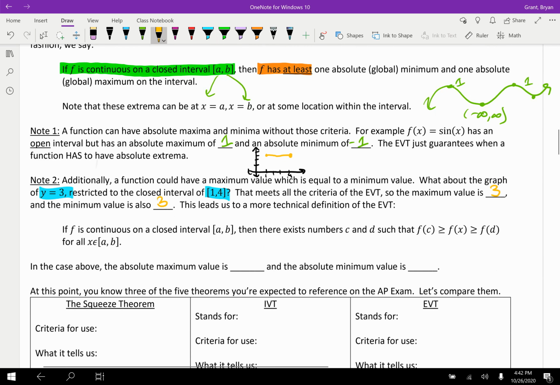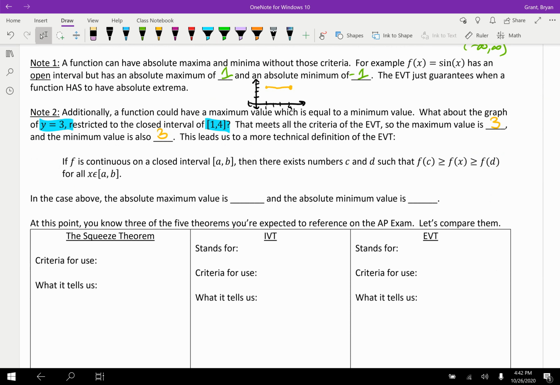And this gives us a slightly more technical definition of the extreme value theorem. Same criteria for use. If f is continuous on a closed interval, then there exist numbers c and d such that f of c is greater than or equal to the entire function f of x, which in turn is greater than or equal to f of d for all x.